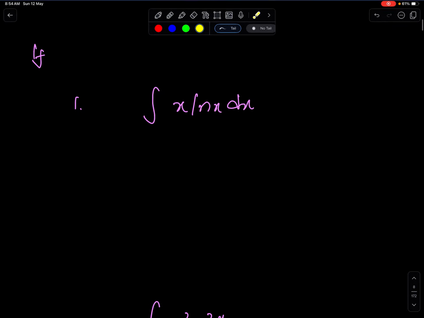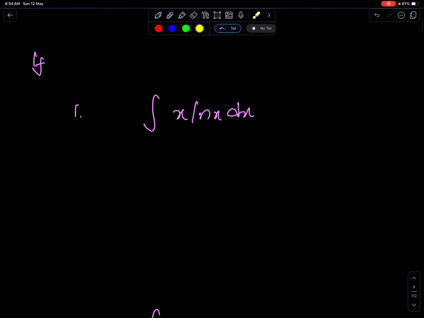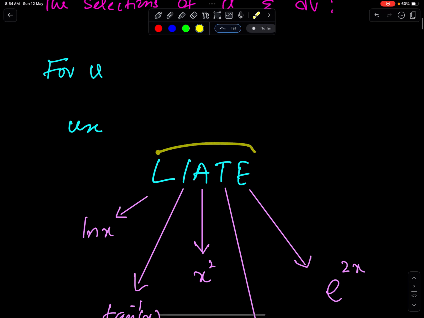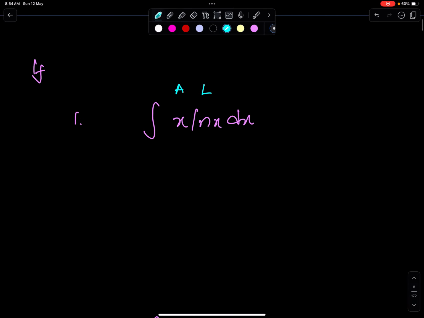Let's understand how to select u. In this example, we have a product of two functions, algebraic and logarithmic. Now we need to check which letter comes first in this word, L or A. See, L comes before A. So this is u. The letter which comes first, that function would be u. So in this question, u is ln x.